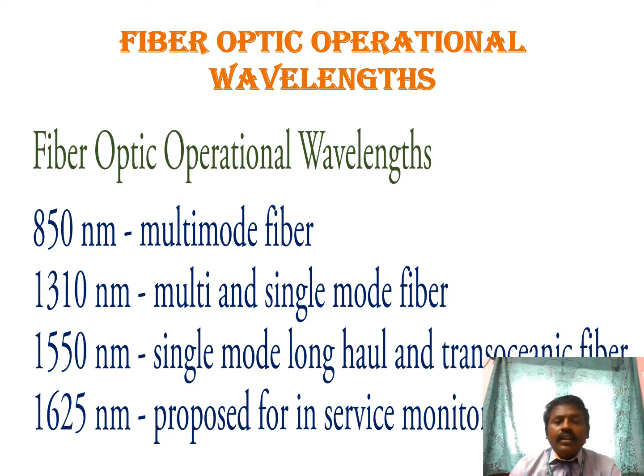So these wavelengths cannot support all the fibers, right? Each and every wavelength region can support a different type of fiber communication. For example, 850 nanometer supports multimode fiber, 1310 nanometer supports multimode and single mode fiber. Then 1550 nanometer supports single mode long haul and transoceanic fiber, and 1625 nanometer is proposed for in-service monitoring. So different wavelength windows support different modes of fiber according to their wavelength.